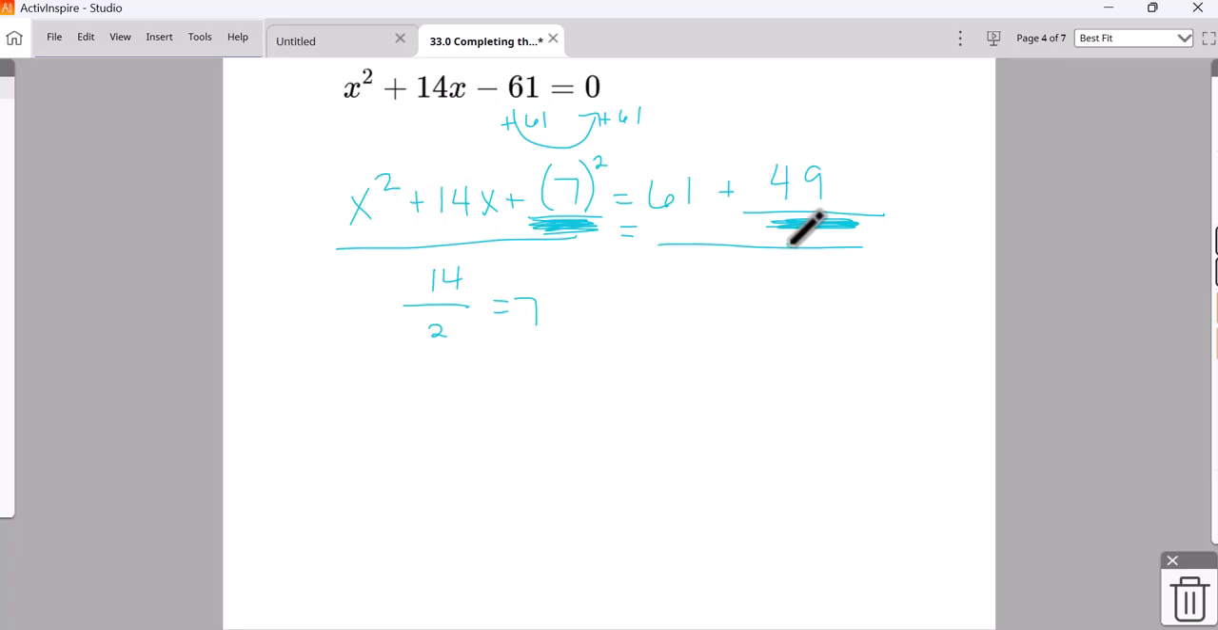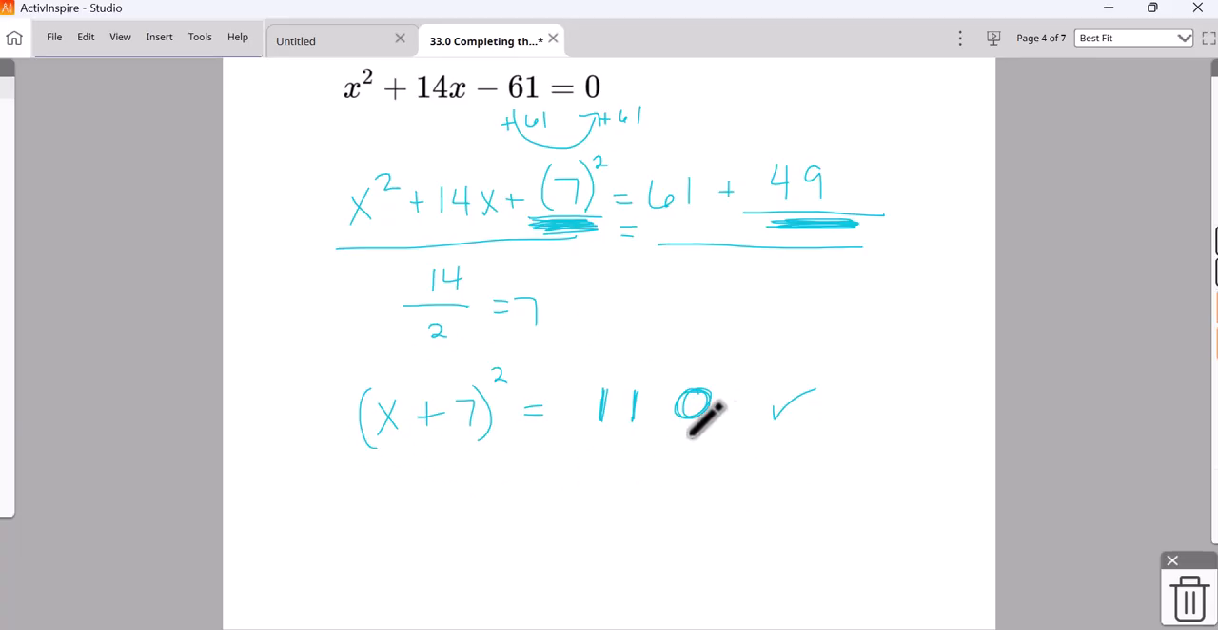And so my new equation, when I combine all my like terms, this part over here is going to be x plus 7 squared, and then this is going to equal 110. So 61 plus 49 would be 110. And then this is where we can stop today.